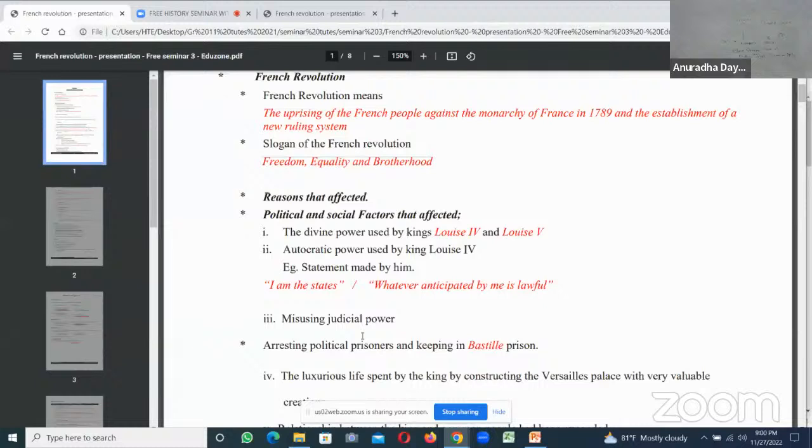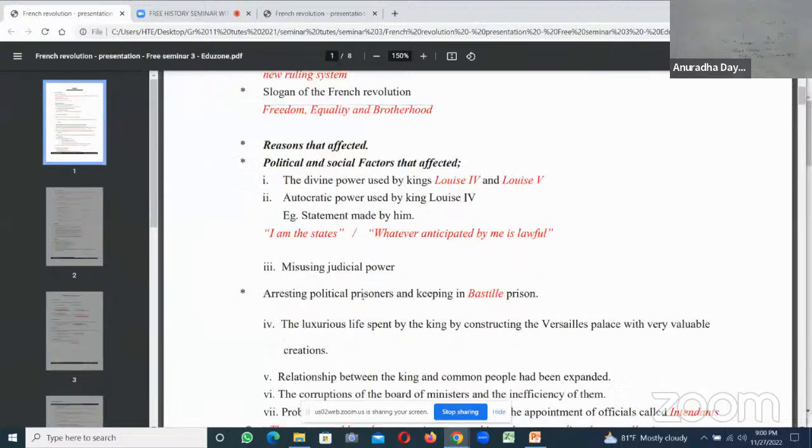But when some person became against him, he did not produce that person in front of a court. He just caught them. And what did he do? He just imprisoned them in where? In Bastille prison. Okay, arresting political prisoners and keeping in Bastille prison.